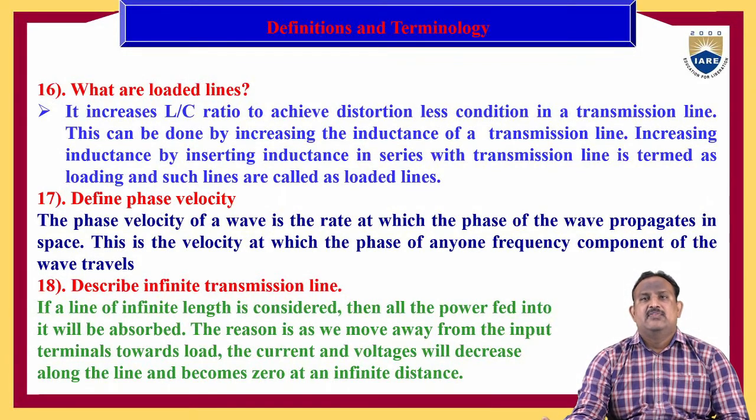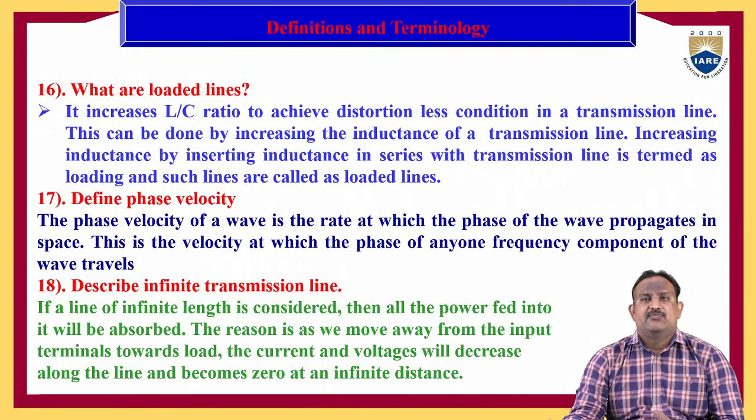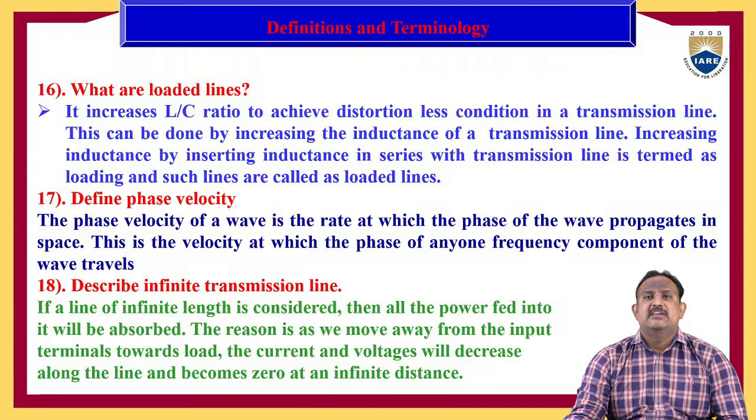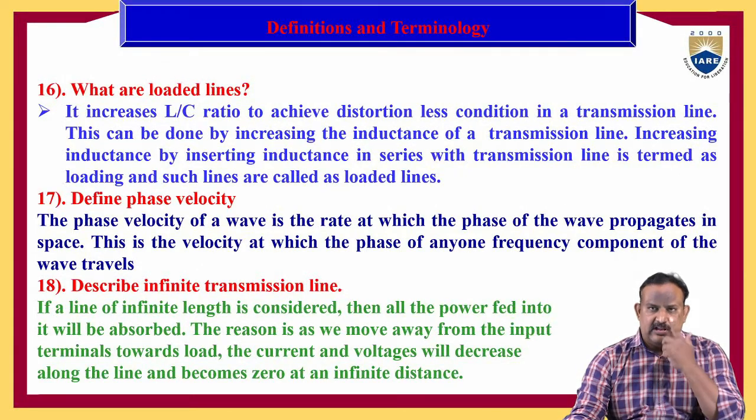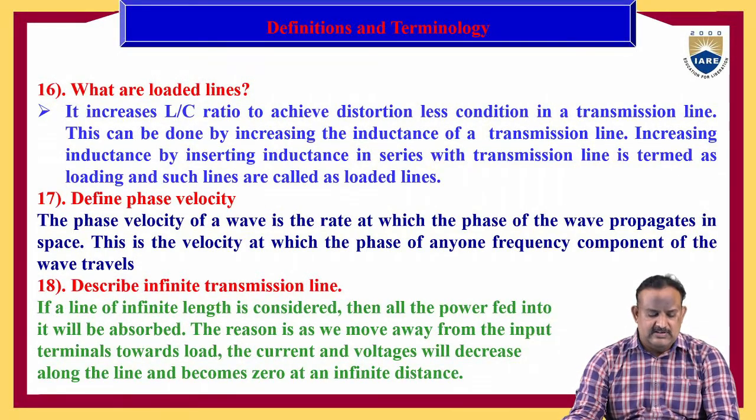Define the phase velocity. The phase velocity of a wave is the rate at which the phase of the wave propagates in space. This is the velocity at which the phase of any one frequency component of the wave travels, which is known as the phase velocity.